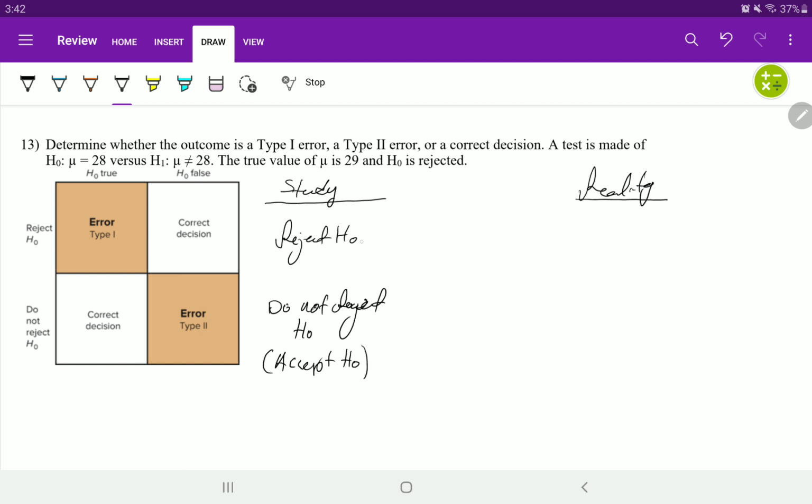Now, if you reject the null hypothesis, and in reality, the null is false, or excuse me, the null is true, that means you rejected true information. That's a type 1 error. If in your study, you rejected your null hypothesis, but in reality, the null is false, that is a correct decision.